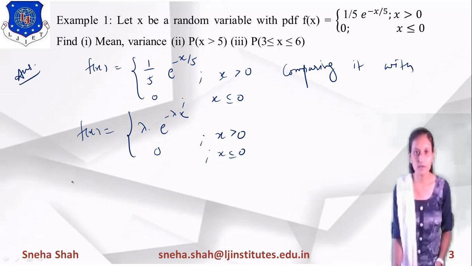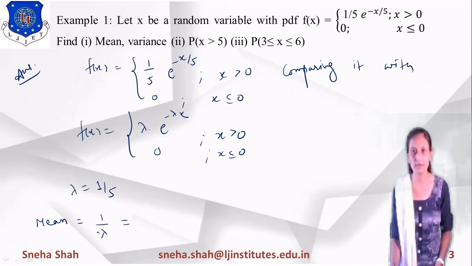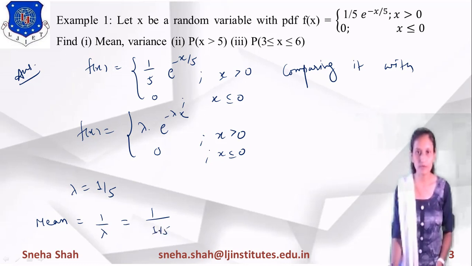So the value of lambda equals 1 by 5, and from this, if you want to find the mean value, what is the mean value? Mean value means 1 by lambda. So if we put in the value of lambda, then the value is 1 upon 1 by 5. So as you know, 1 upon 1 upon 5, its value equals 5.